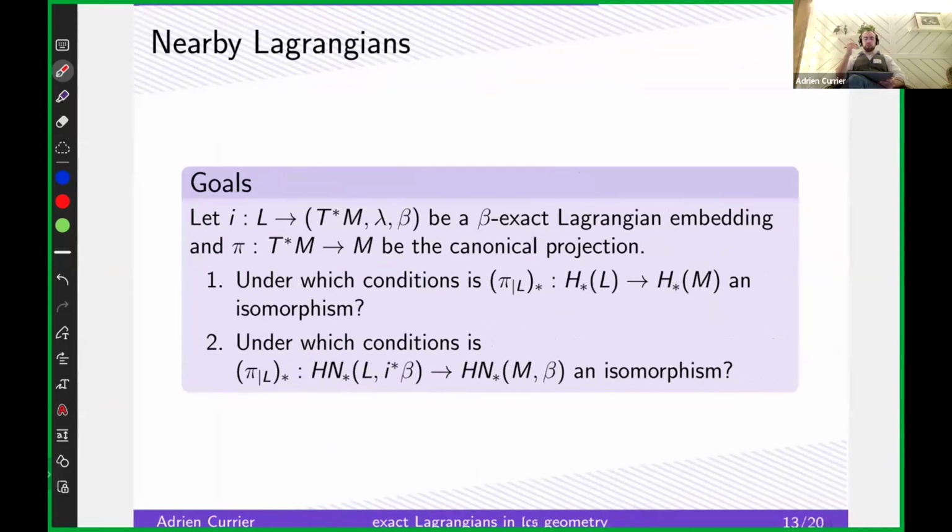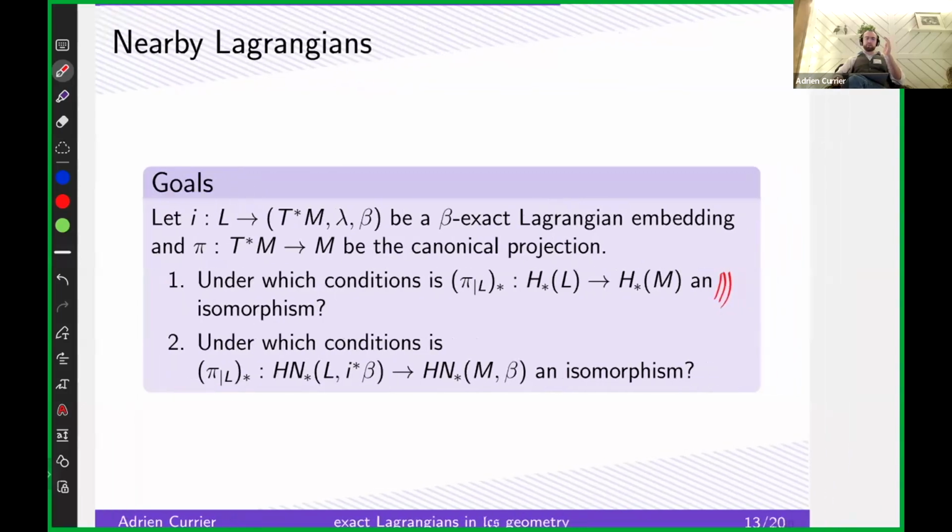So under which condition is the projection going to be an isomorphism of singular homologies, or also under which condition is it going to be an isomorphism of Novikov homology? So for this talk, we're really just going to be focusing on this spot here. So, okay. At this point, projection is not necessarily an isomorphism, but how bad can it be?